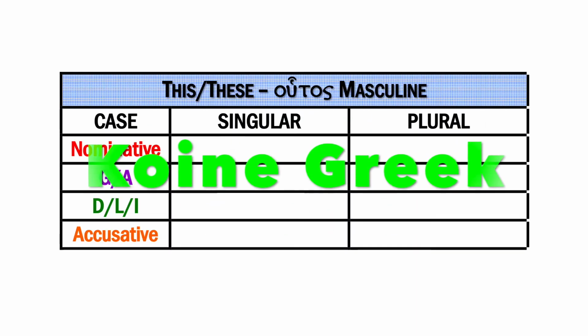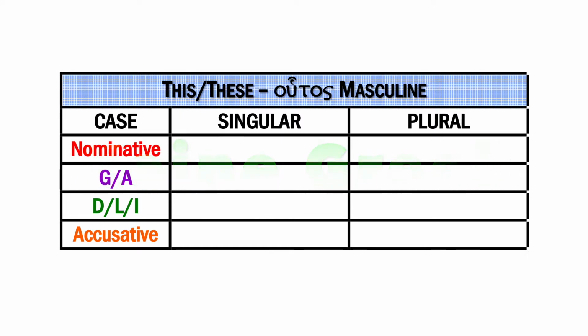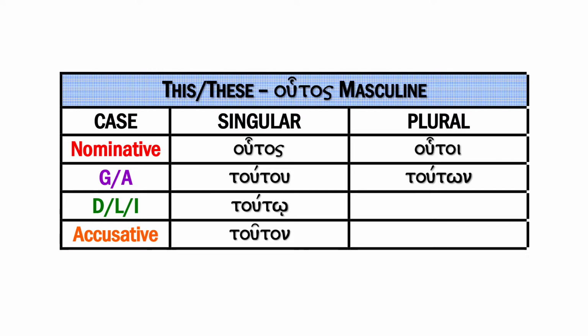Alright, let's take a look at the charts for the words for this and these. They're set up the same way as the other pronoun charts, with the case on the left and then singular and plural forms in the columns to the right. Houtos, tuto, tutau, tuton. Houtoi, tuton, tutois, tutus.